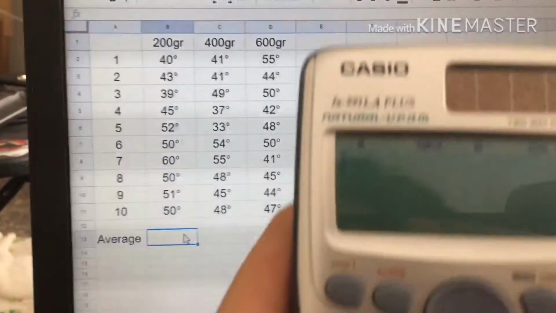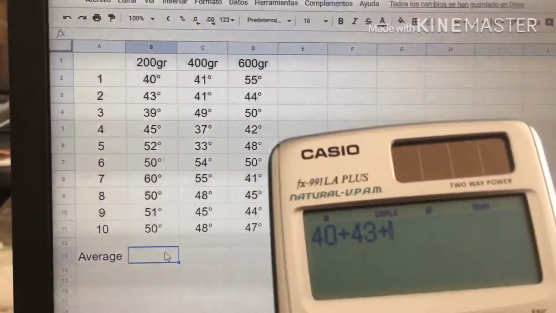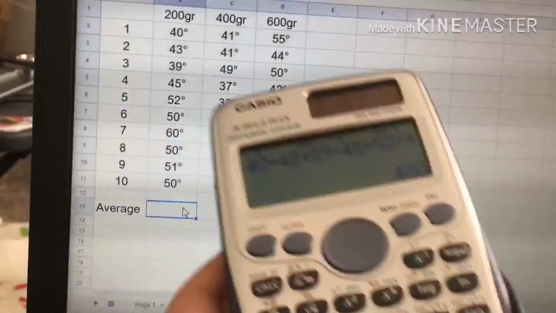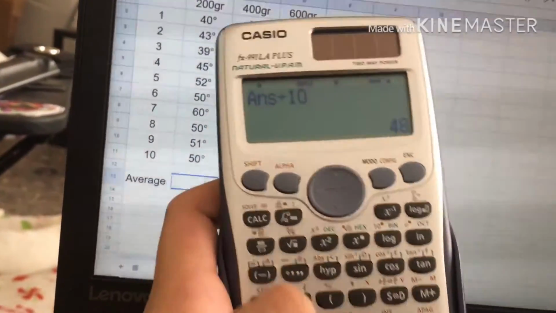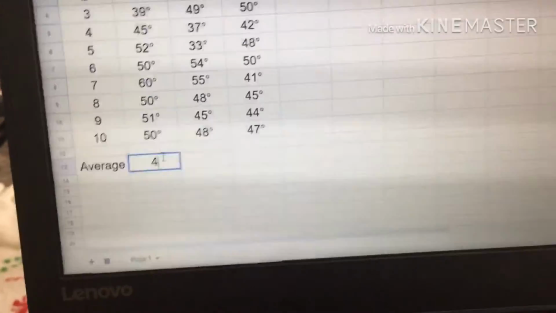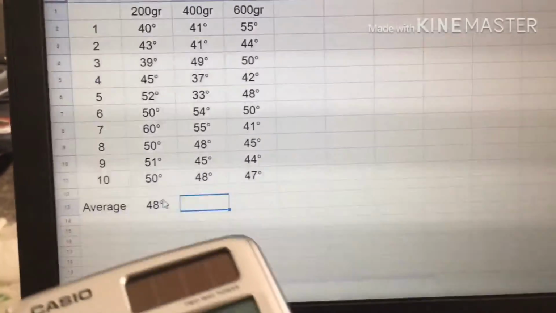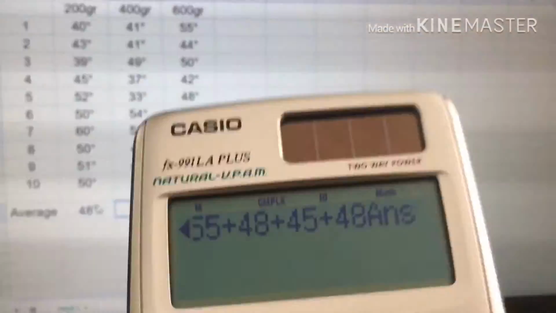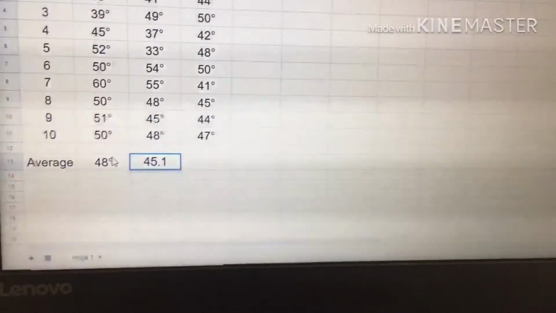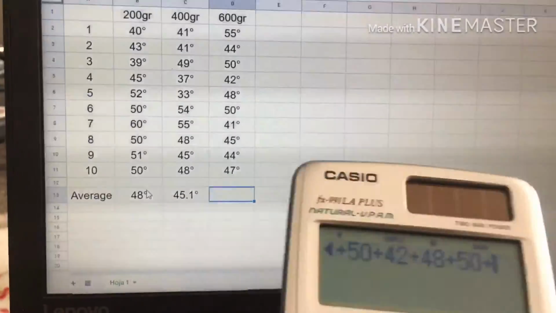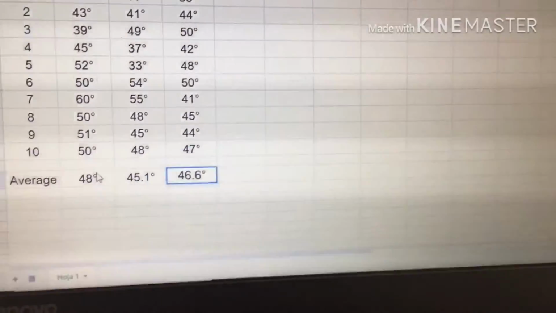So to calculate the results, first we need to add all the degrees to get the average of the 10 of them. First we calculate for the 200 grams, and as a result we got 48 degrees as the average. Then we do the same process for 400 grams, and we got 45.1. As we can see, these results are similar but not equal. For the 600 grams, we got 46.6 degrees.